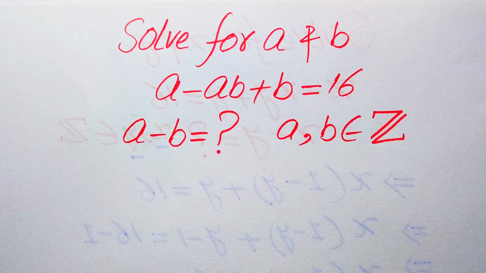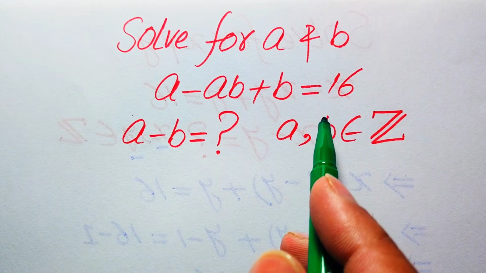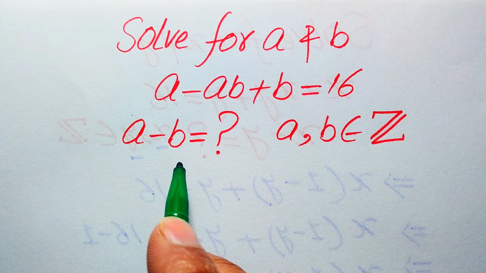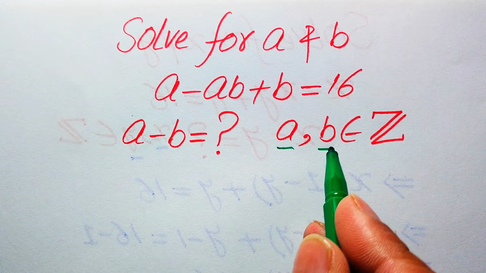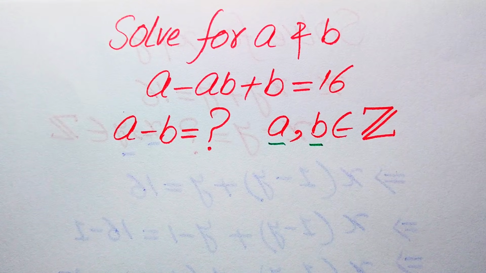So here we have a minus ab plus b is equal to 16, and we solve this problem for the values of a minus b. So we find the value of a minus b, and remember one thing: a and b must belong to the integers. It means that we solve this problem for the integer values of a and b.